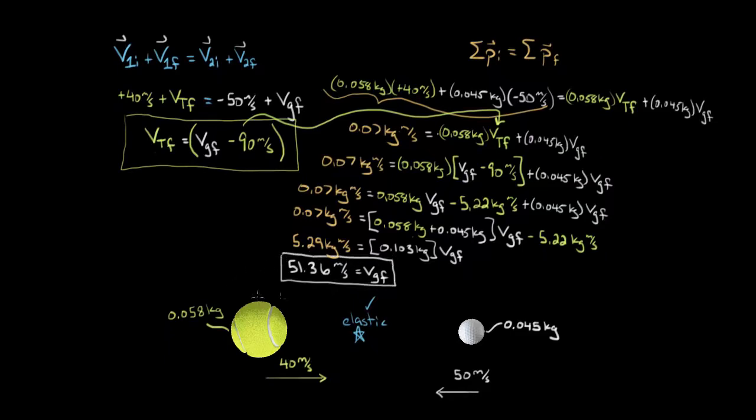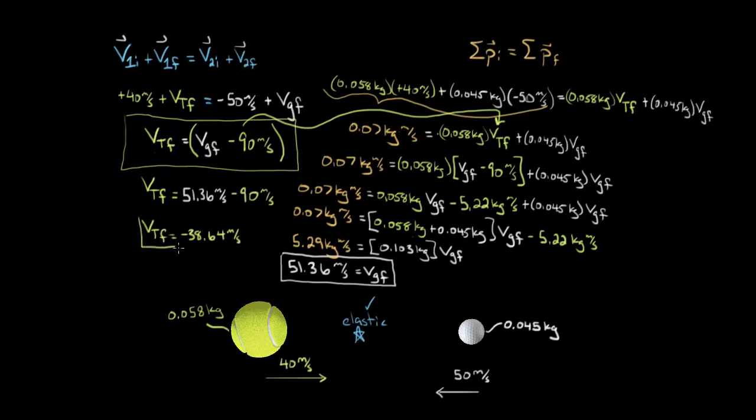But what about the final velocity of the tennis ball? How do we figure out what that is? Because that's also an unknown in this problem. Well, that one's really easy. Now that we know the final velocity of the golf ball, I can just take that value, plug it right back into here, this expression that we plugged into conservation of momentum, and I can figure out what the velocity of the tennis ball is. So in other words, the velocity of the tennis ball should equal the final velocity of the golf ball, which was 51.36 meters per second, minus 90 meters per second. And I'll get that the final velocity of the tennis ball was negative 38.64 meters per second.